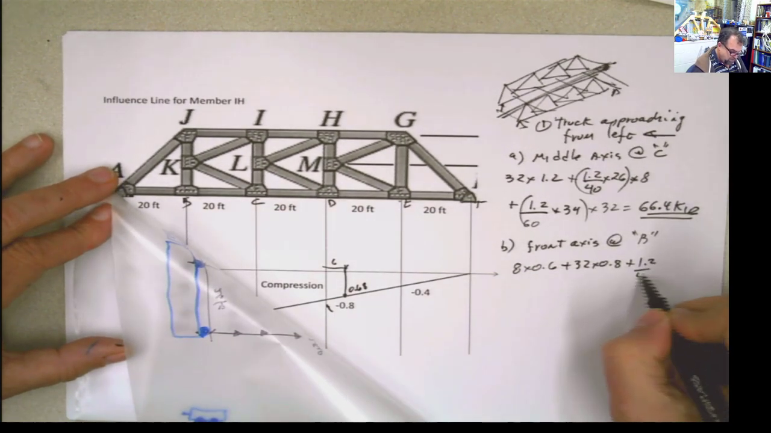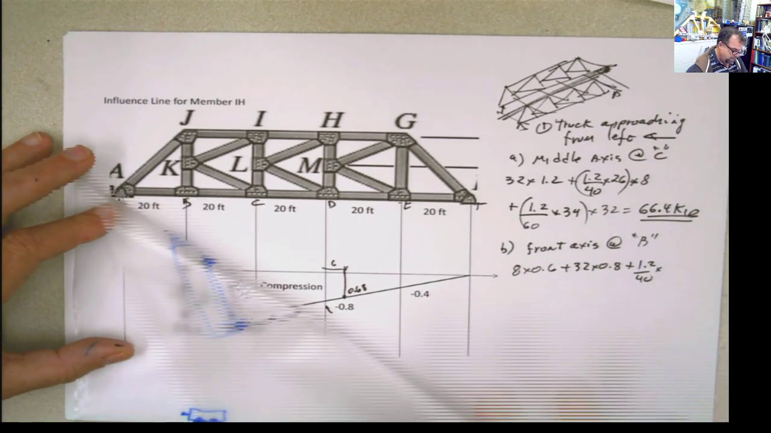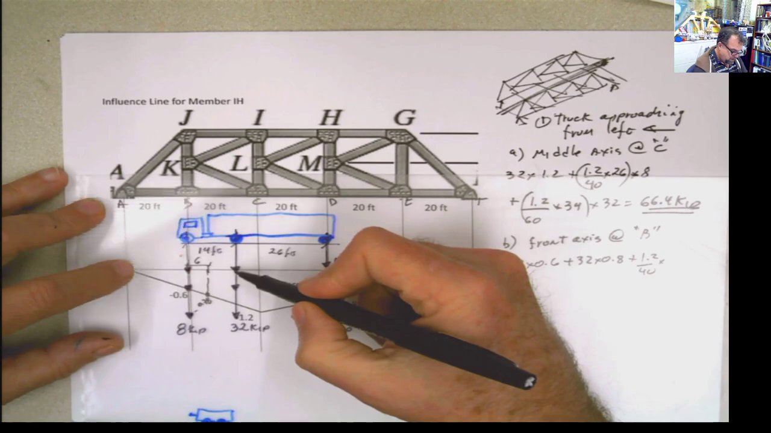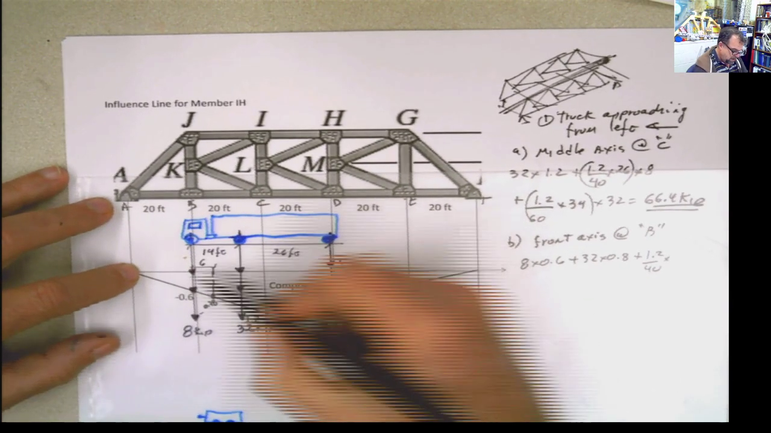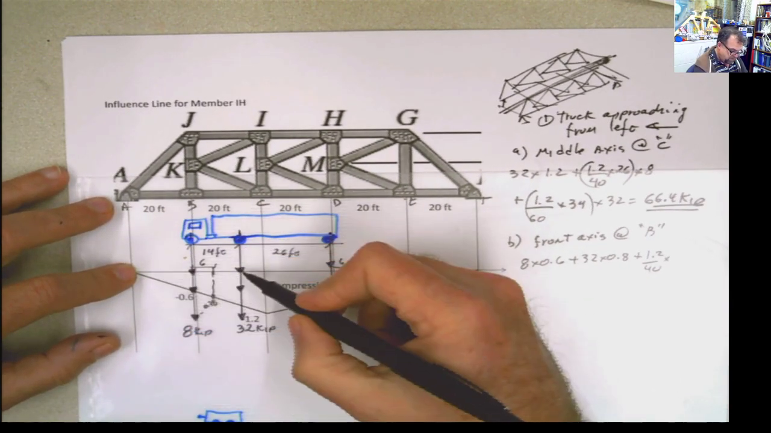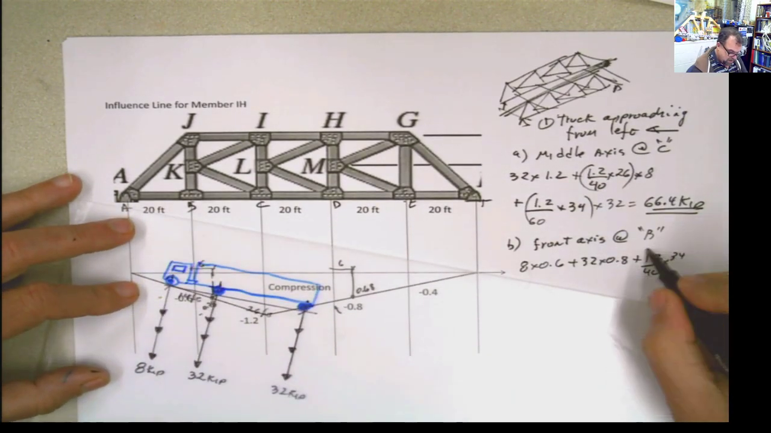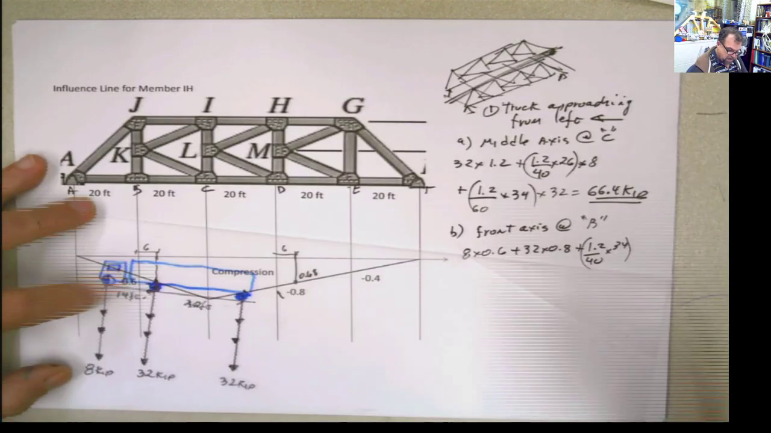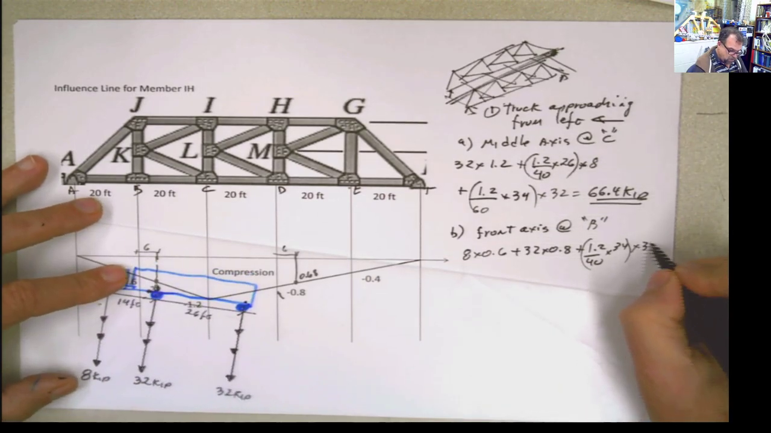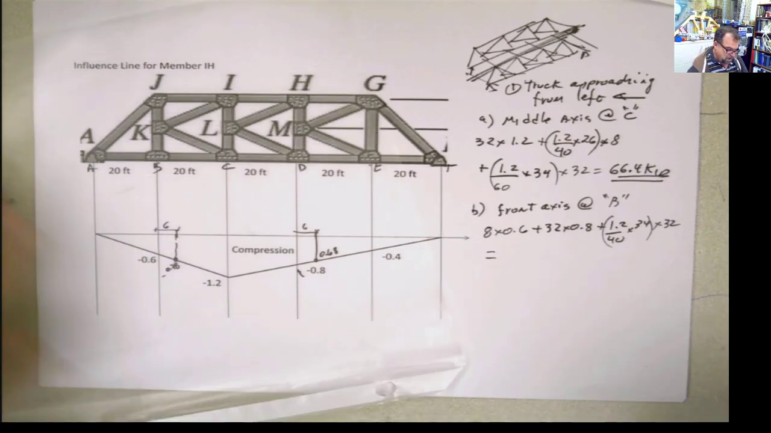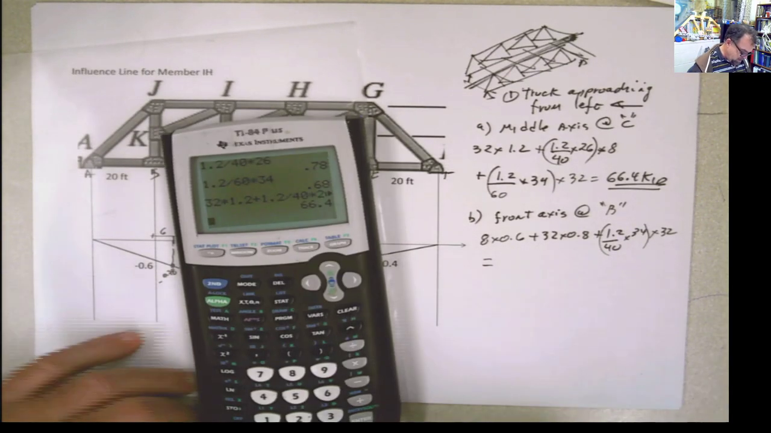1.2 divided by 40 multiplied by the distance from here to here. Now this is 14 and this is 20. So it's going to be 34. And multiply by 32. 34, that's the distance, that's the influence value, multiply by 32, and 32 is the value in kips for that. Let's calculate that on the calculator.